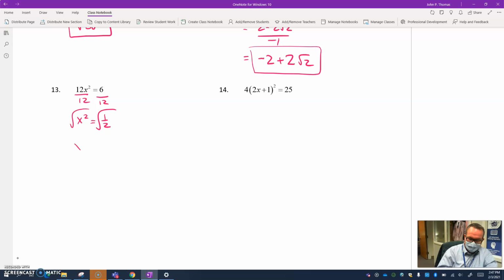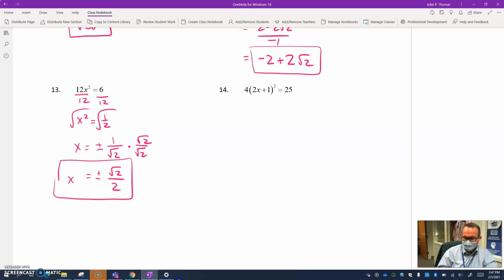When I do that, I'm going to get a plus or minus because it could be positive or negative. And I have root 1, which is 1, over root 2. Now, this isn't standard form because there's a radical in the denominator. So I'm going to clean that up like the last two examples. I'm going to multiply top and bottom by that root 2. And I get plus or minus root 2 over root 4, which is just a 2. So those are my two answers to that problem.